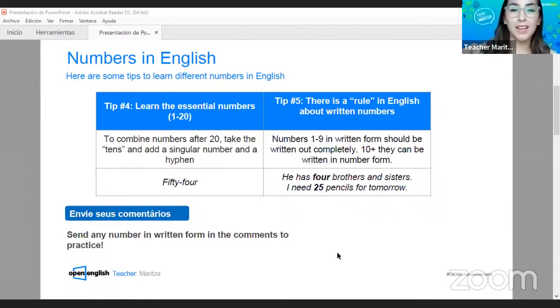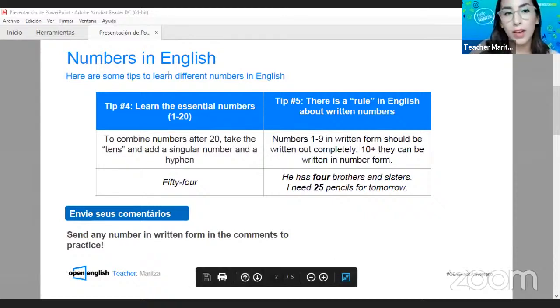All right, tip number 5, our rule in English about written numbers, numbers 1 through 9, when you are writing, it should be written out. It should be the word number. So four, F-O-U-R, instead of the number 4. For 10 and higher, we can write just the number form. So I need 25 pencils for tomorrow.